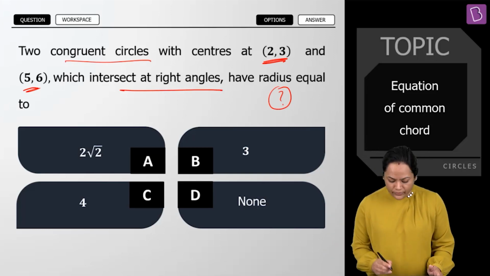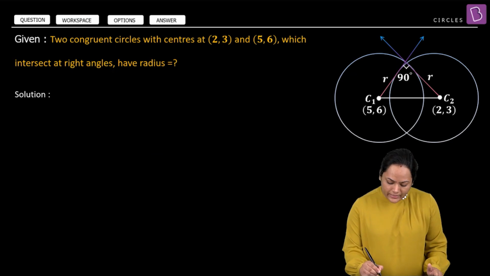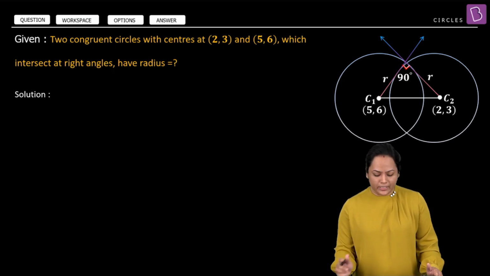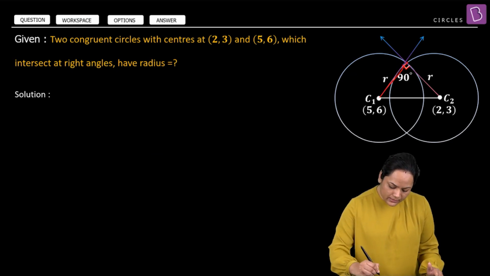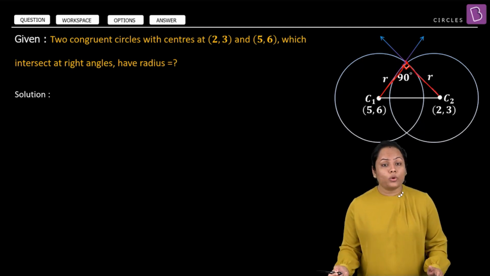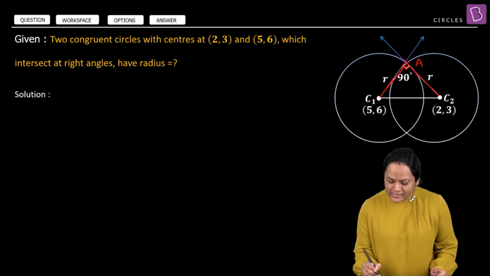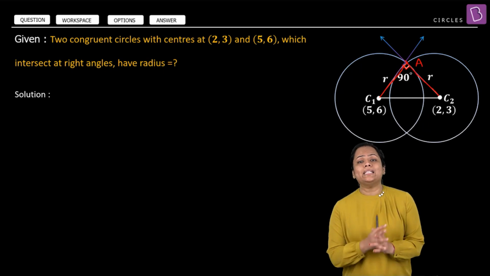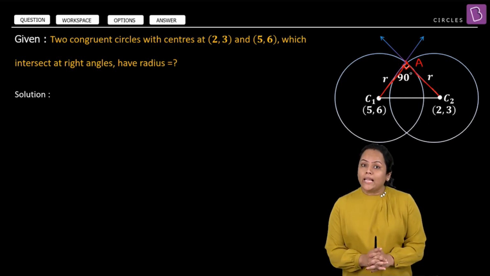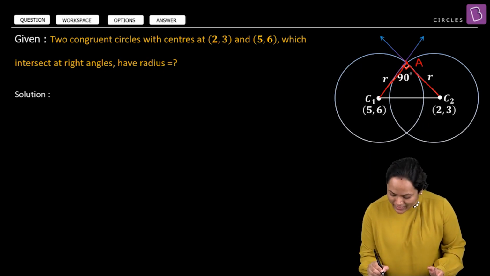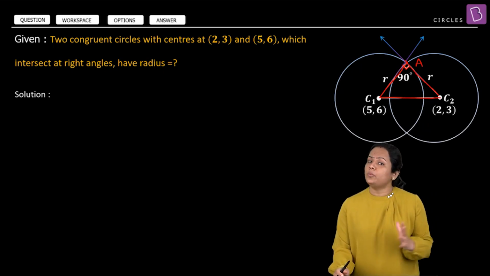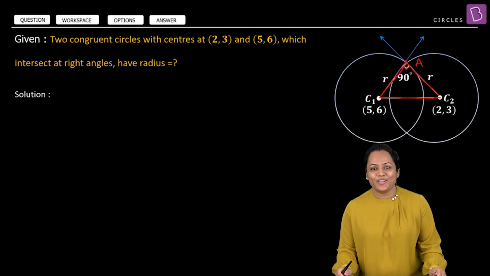Okay. So we have this figure. The angle at which they intersect is 90 degrees, and their radius is the same, that is r and r for both. So if I take the point of intersection as A, guys, what is this triangle A C1 C2? Well, it is a right angle triangle. That's correct. And for a right angle triangle, we can directly apply Pythagoras theorem.